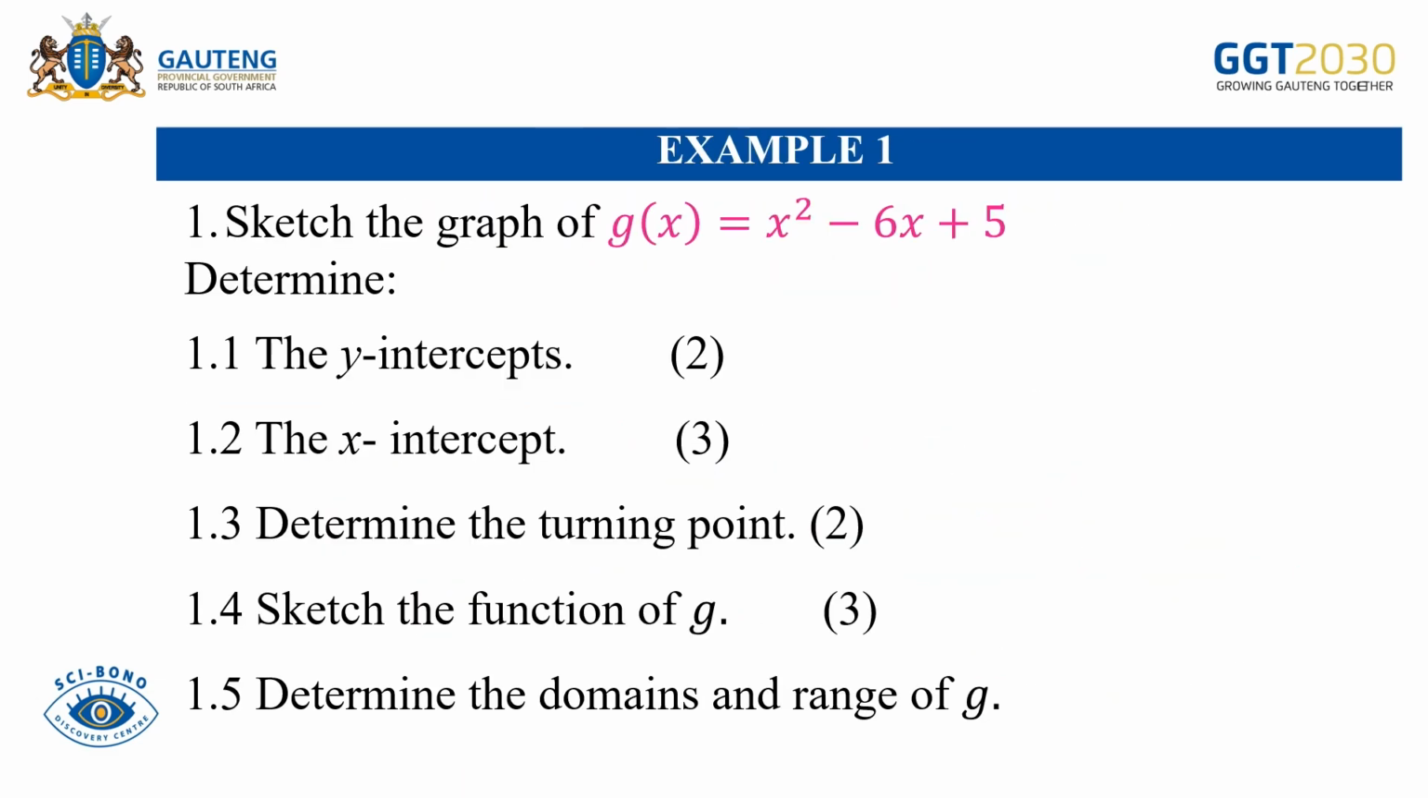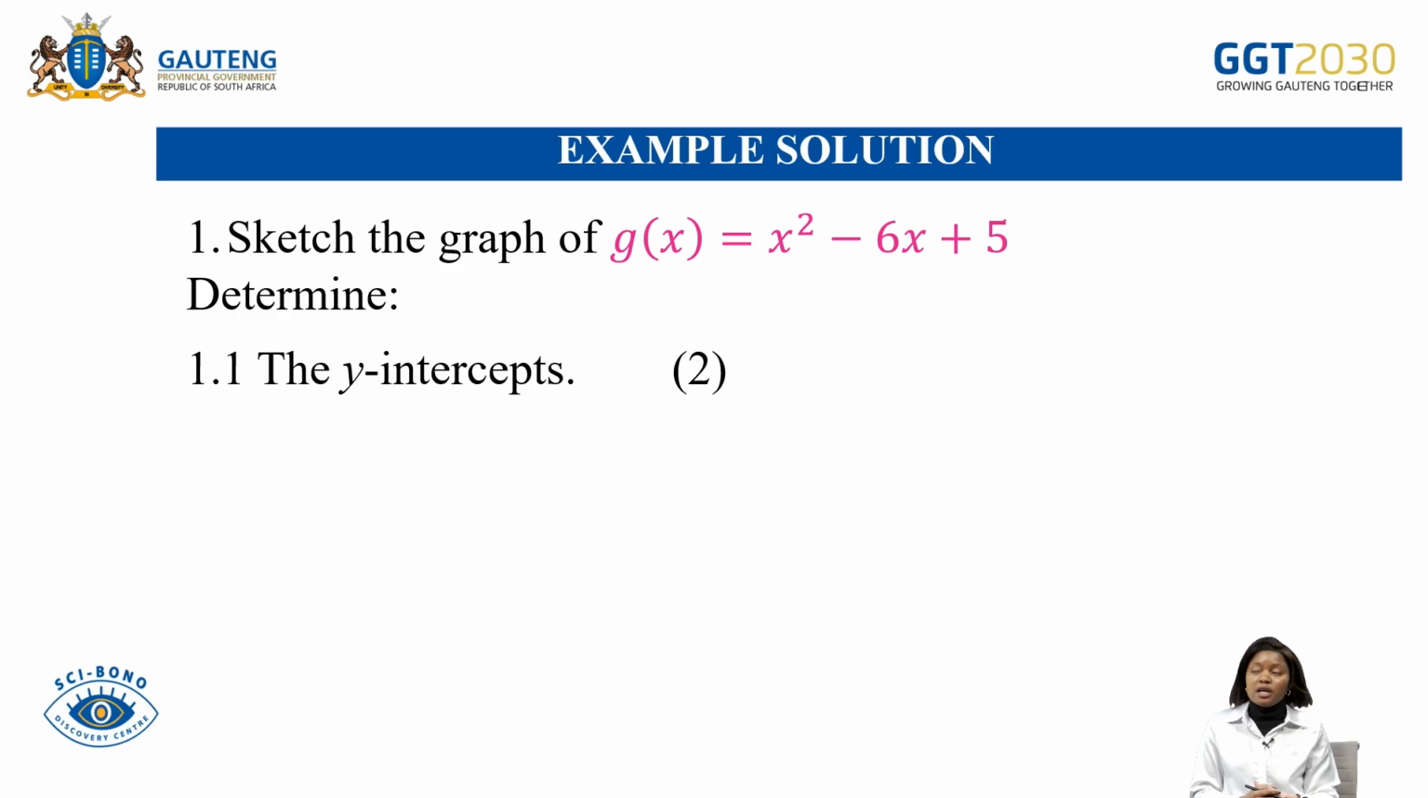Let's look at example number 1. They're saying we need to sketch the graph of g of x. It is equal to x squared minus 6x plus 5. Okay, so 1.1, I'll give you exactly a minute for you to do that one. I'll give you a minute to determine the y-intercept. Determine your y-intercept and post it in the chat so that I can see if you still remember how to find the y-intercept. I'm giving you exactly 1 minute. That shouldn't take you long.